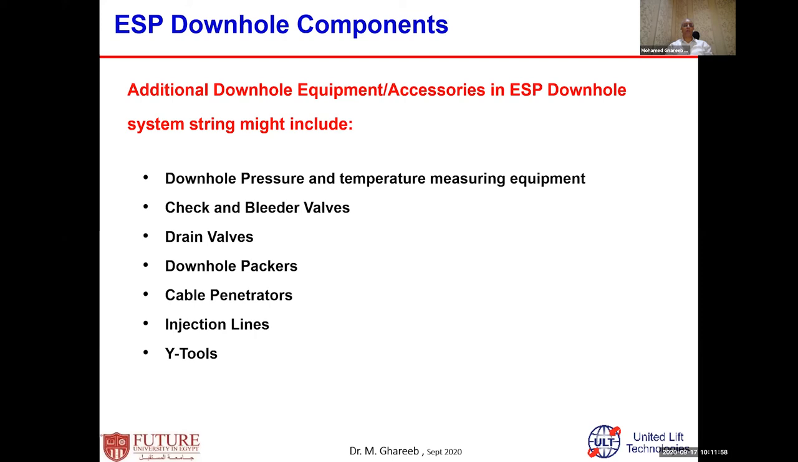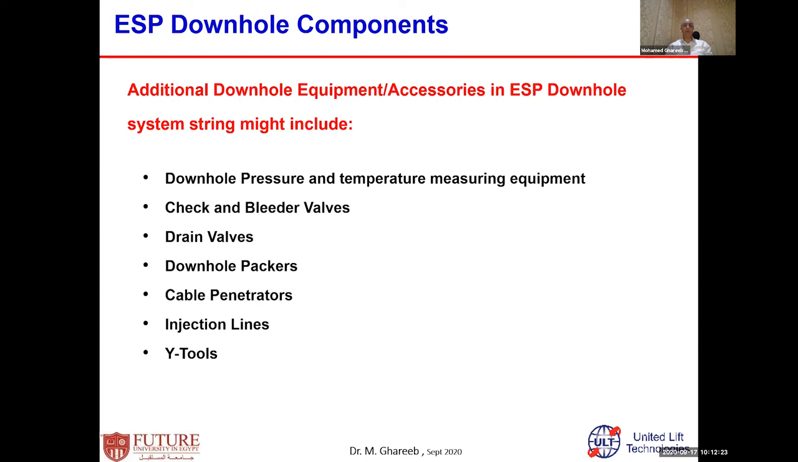And sometimes I have this packer at the top of the well, and I also have gas. Then I need a certain bypass through the packer for the gas. So a special type of packer must be used with the ESP equipment. This cable penetrates at the surface. It's essential if I use a wellhead, a high pressure wellhead.